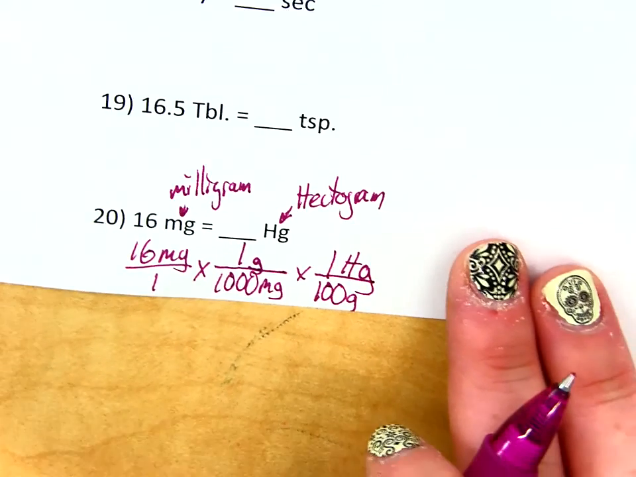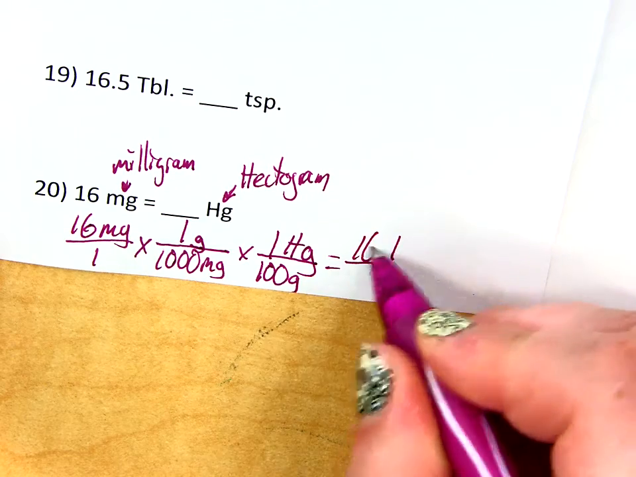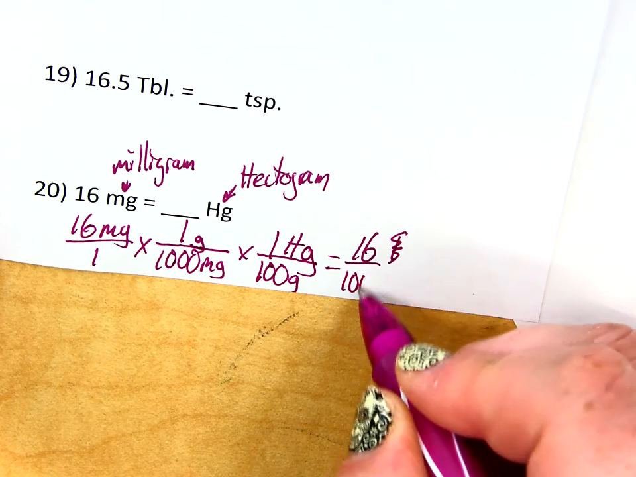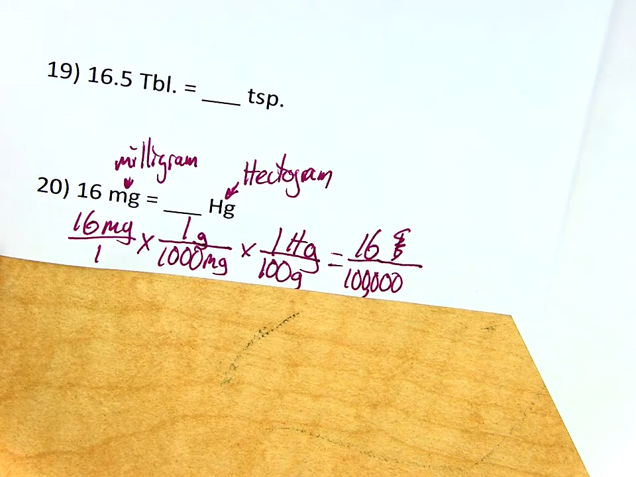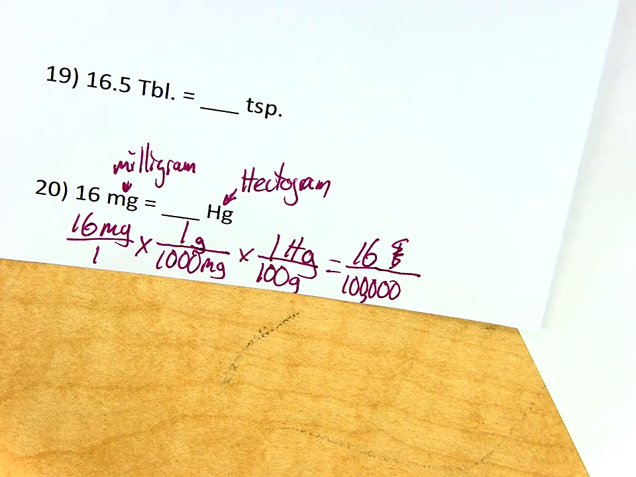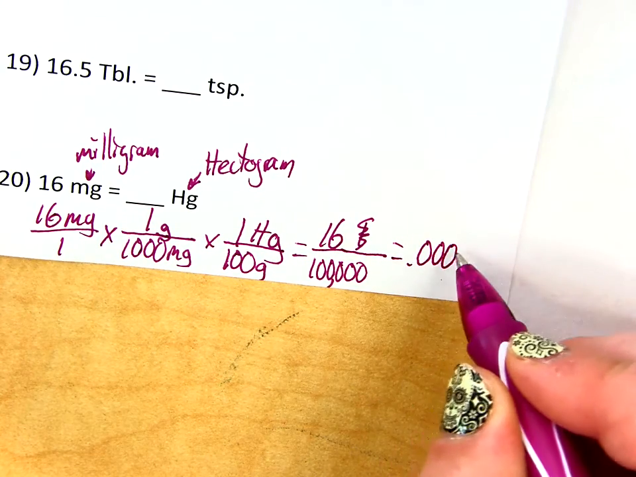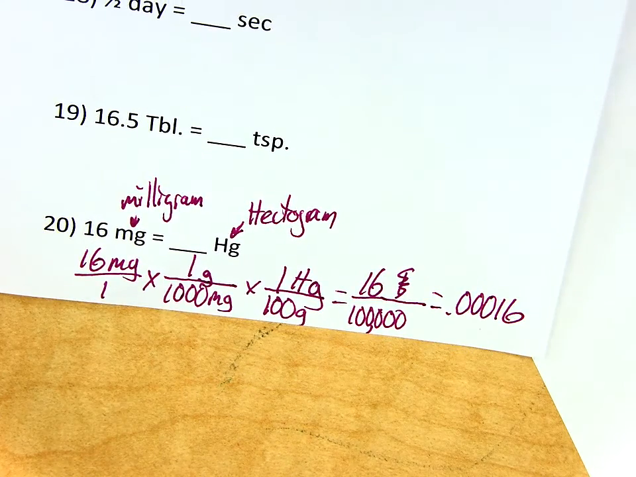I can multiply straight across. My denominators are not just ones this time. So I multiply the top, I get 16. I multiply the bottom, I get 100,000. So now I'll just do 16 divided by 100,000, which means I'm just moving that decimal place over. There we go.